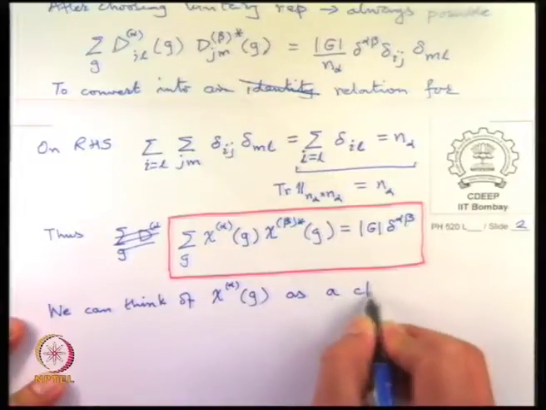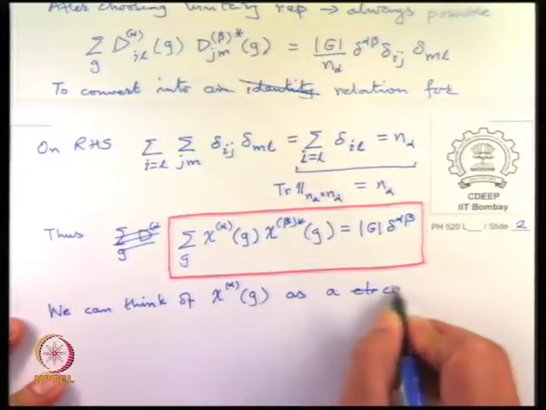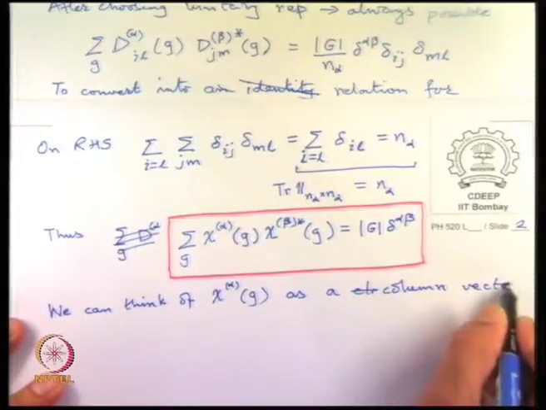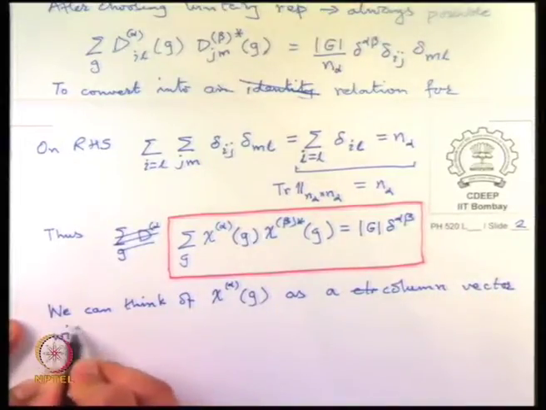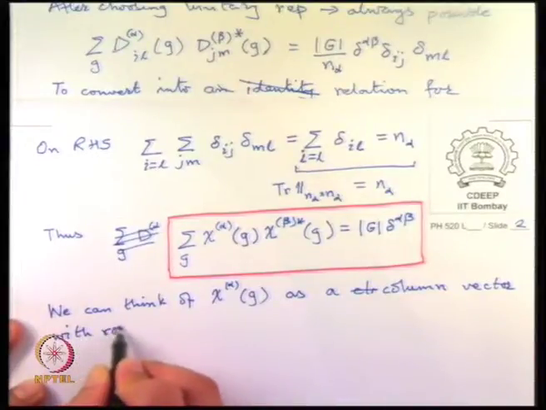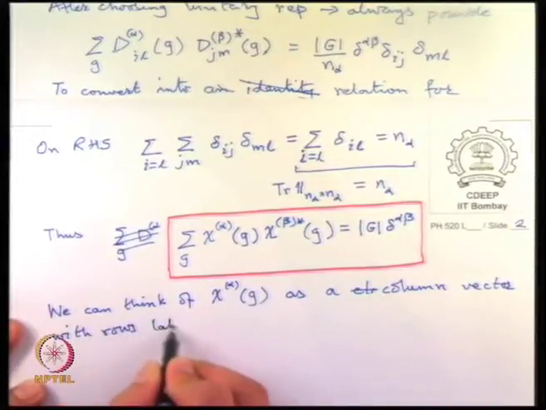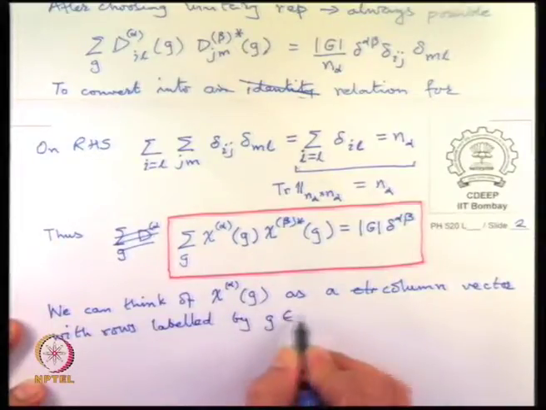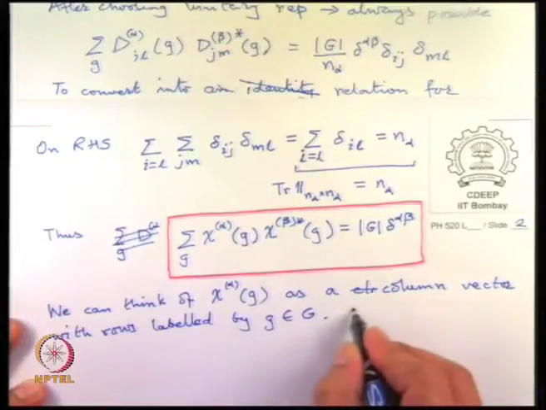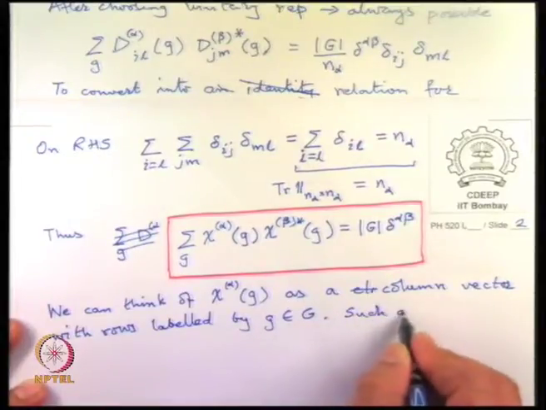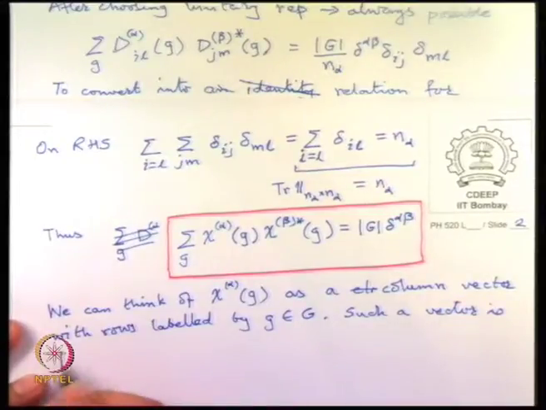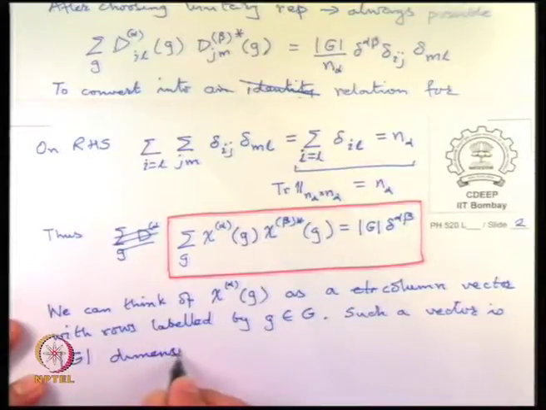As a column vector with rows labeled by elements of G. Such a vector has the same dimension as the order of G.